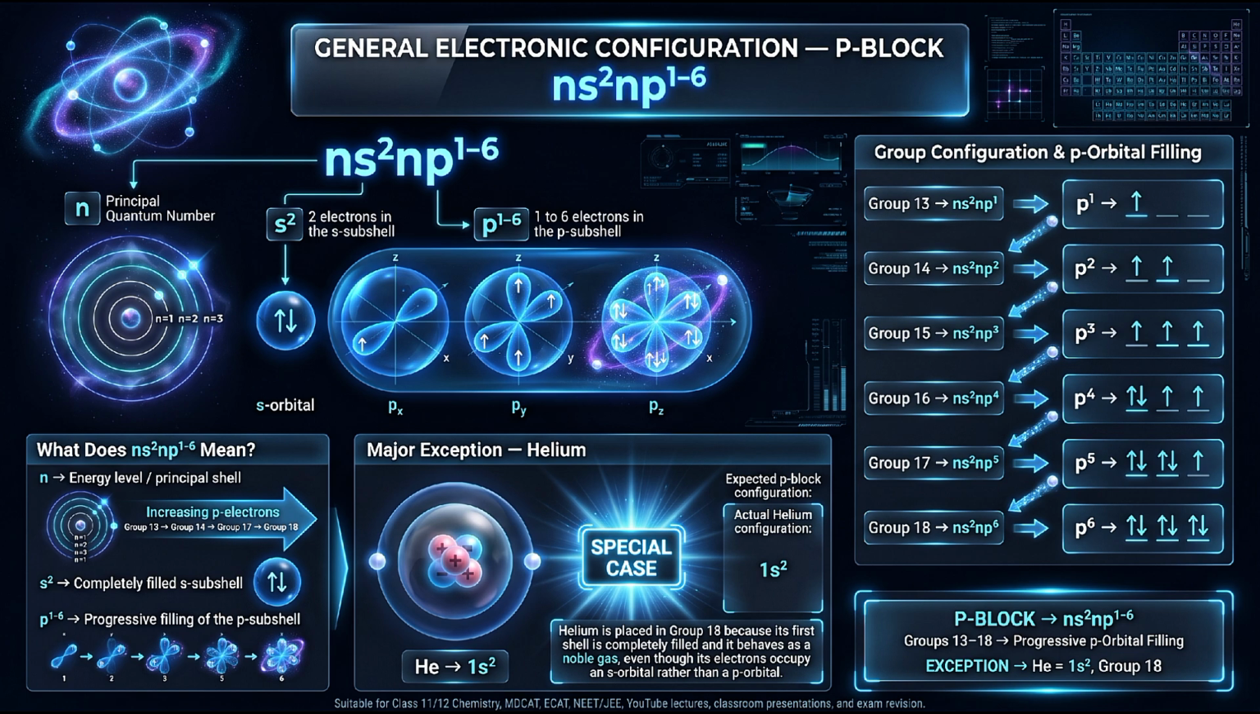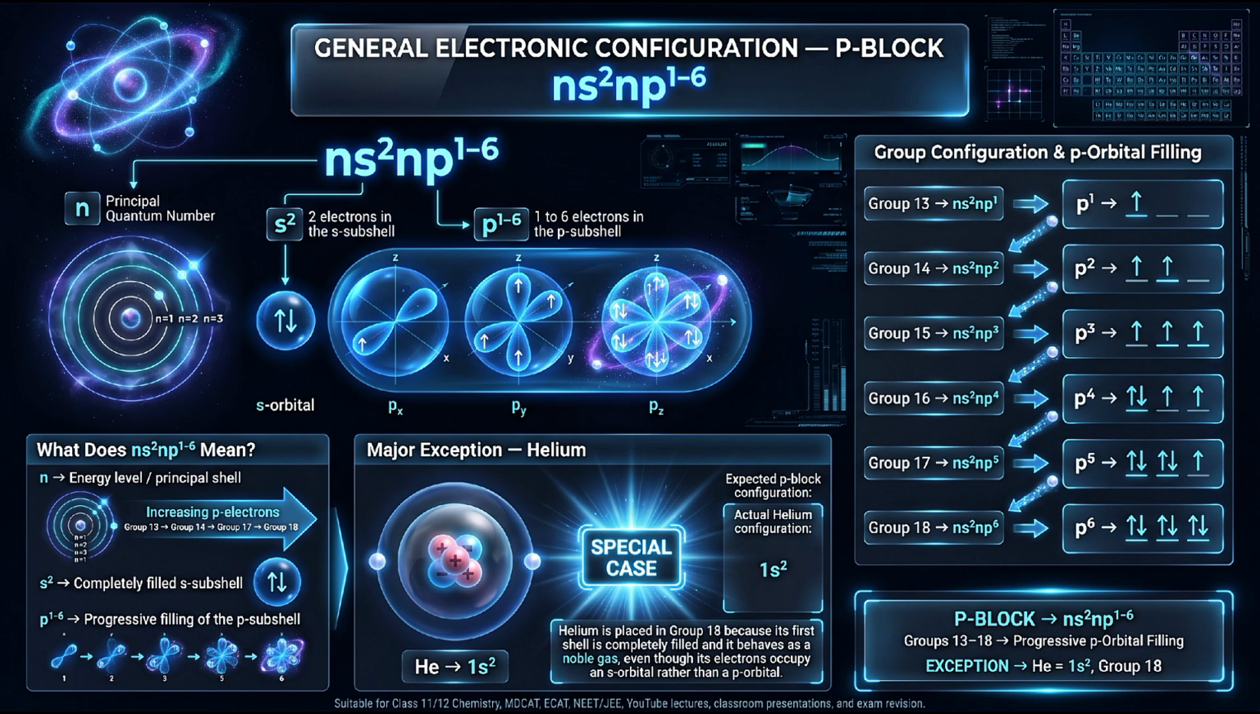As we move from Group 13 to Group 18 across a period, the effective nuclear charge generally increases. Atomic size tends to decrease. Ionization energy generally increases. And electronegativity generally increases. At the same time, metallic character generally decreases and non-metallic character increases. The electronic configuration provides the fundamental explanation for these changes.